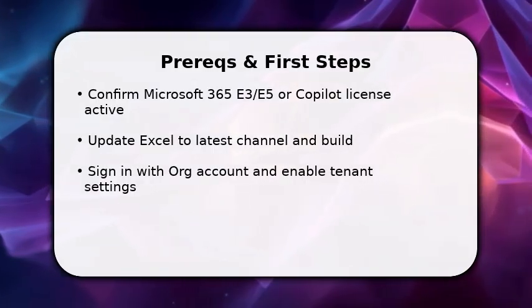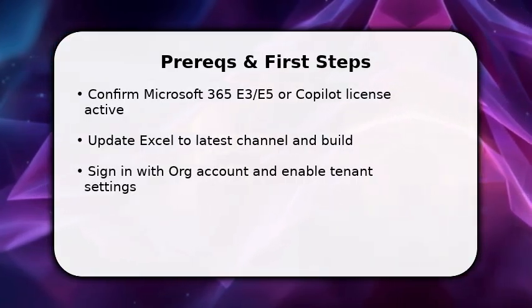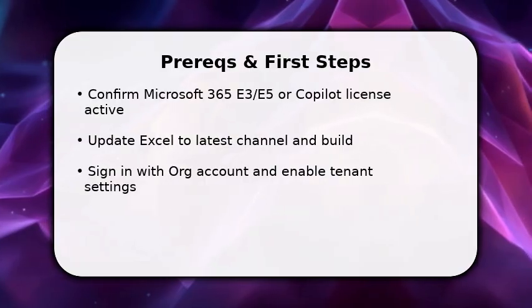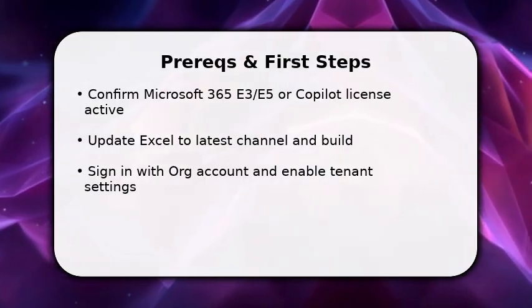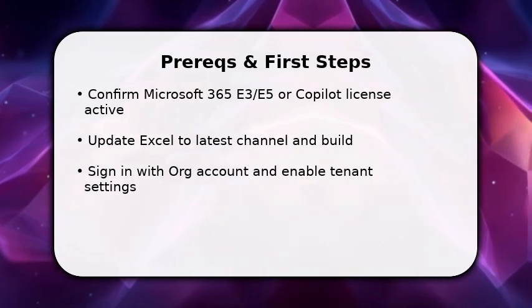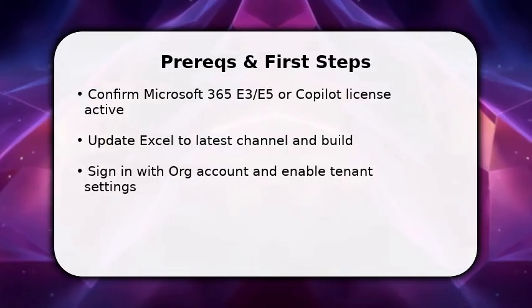Once done, open Excel and update to the latest insiders or current channel build so Copilot features appear. Make sure tenant-level Copilot settings are enabled in Microsoft 365 Admin. If not, toggle them on and assign feature access to specific user groups before proceeding to configuration.